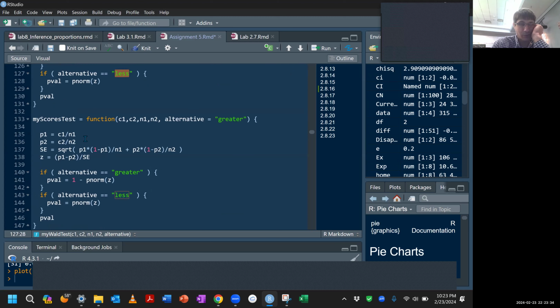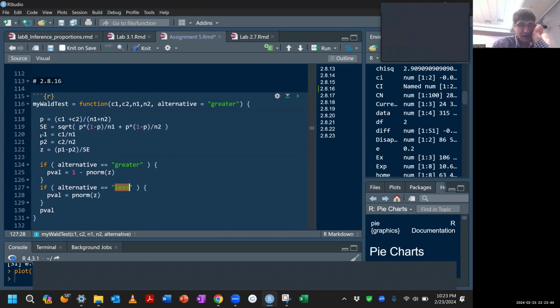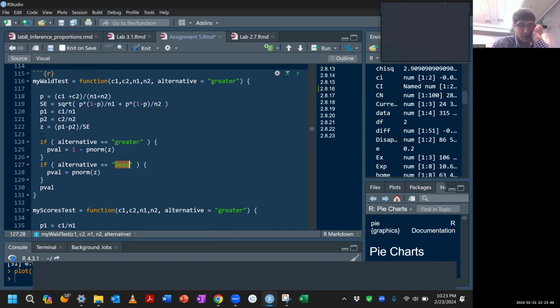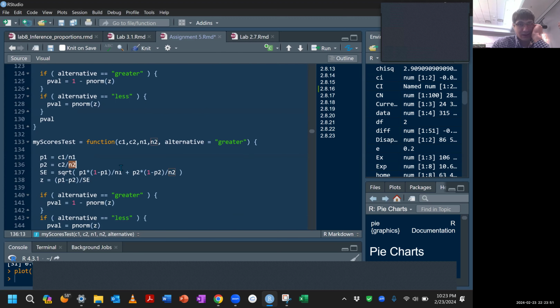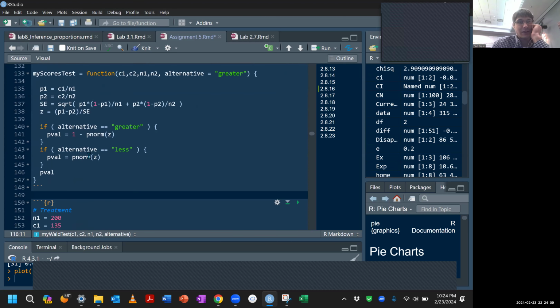Then the same thing for the scores test, except what's different for my scores test? Oh yeah, the standard error is different. The standard error is calculated based off the values here, where the Wald test has the pooled proportion here. That's the difference. So they have different standard errors. So I'm going to think the Wald test is going to have higher power, but let's see.